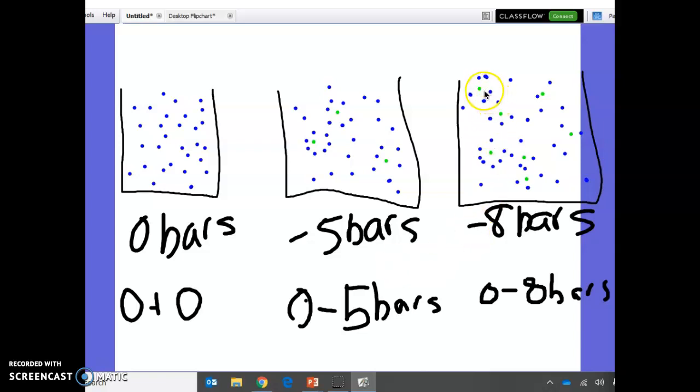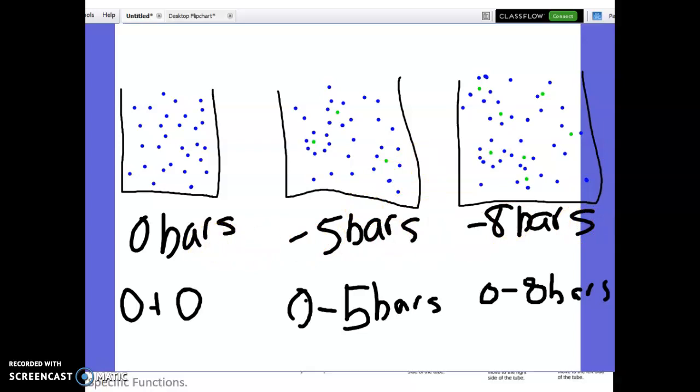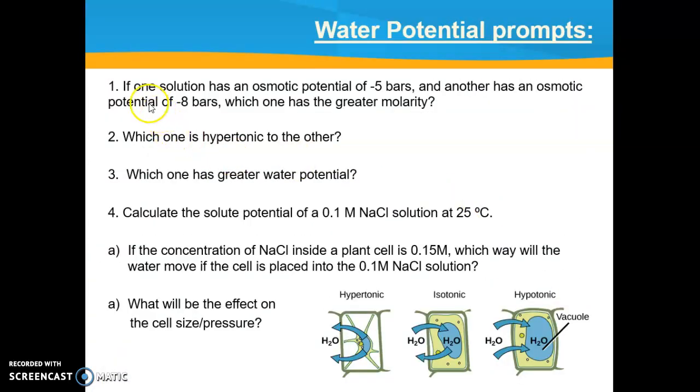Now, if I add even more solute to a solution, more water molecules are going to be occupied and busy, and there are going to be fewer available water molecules to move. So that lowers the solute potential even more. Now, looking at a few problems, I kind of use these same numbers here for this first problem here.